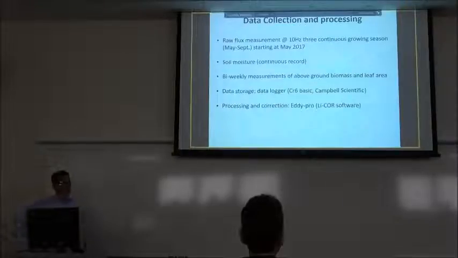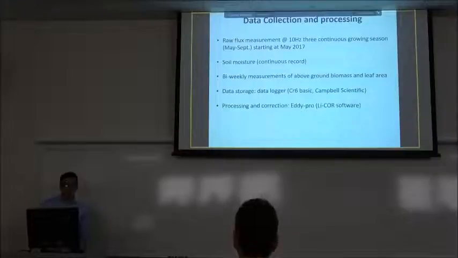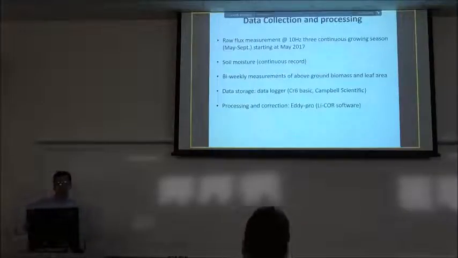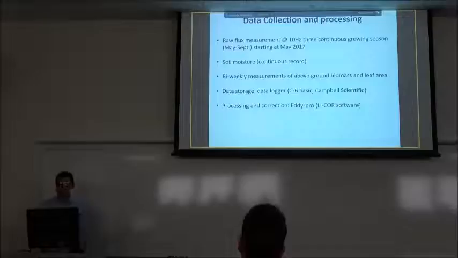So we will be measuring the raw flux for 3 consecutive growing seasons starting from May of 2017. We will be recording the soil moisture continuously, and we will be recording the ground biomass as well as leaf area at a bi-weekly interval. All these data from the different sensors will be stored in a CR6 data logger, and we have to deal with the processing and correction of the data we obtained from the carbon flux tower.